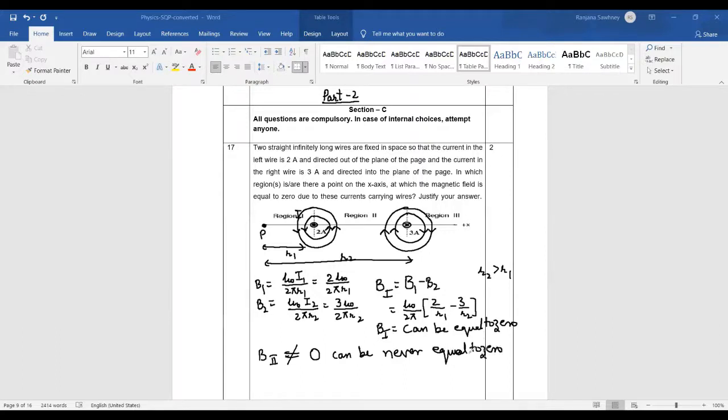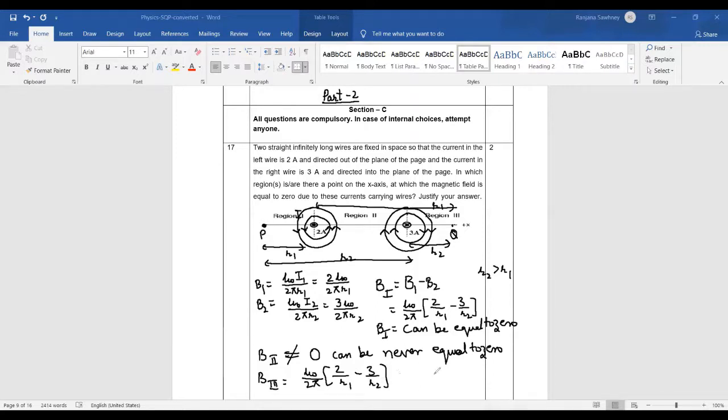Whereas in the third region, again the magnetic fields will be in opposite directions. Let us consider a point Q, which is at R1 distance from the 2 ampere current carrying wire and R2 distance from the 3 ampere current carrying wire. So the net magnetic field will be equal to mu naught upon 2 pi, taking it common, times 2 upon R1 minus 3 upon R2.